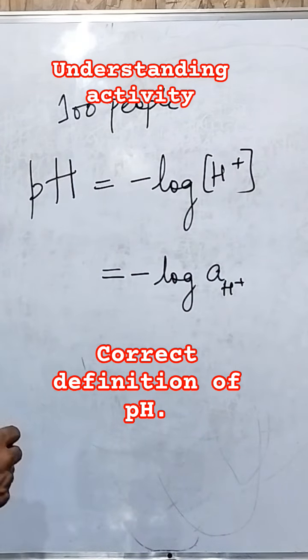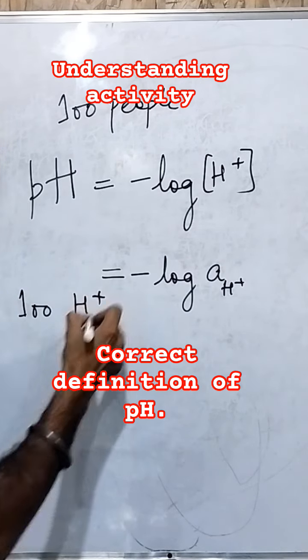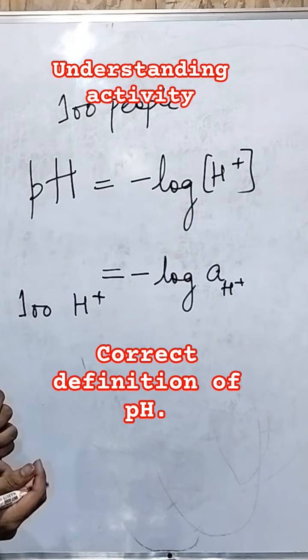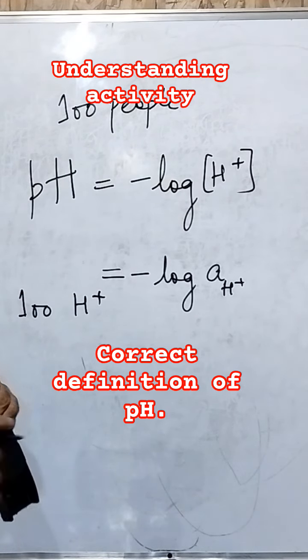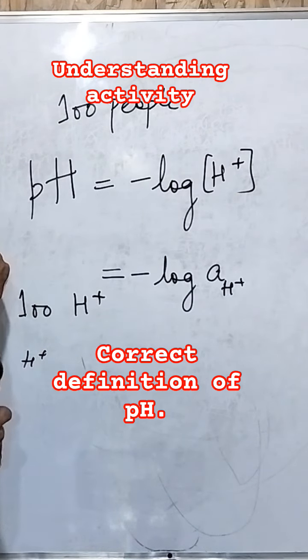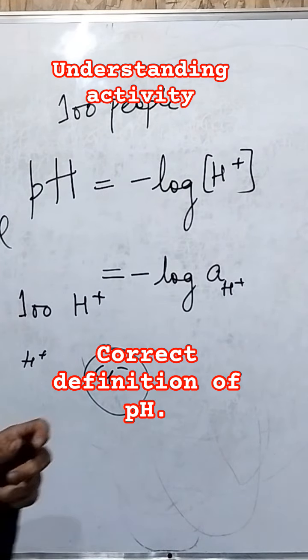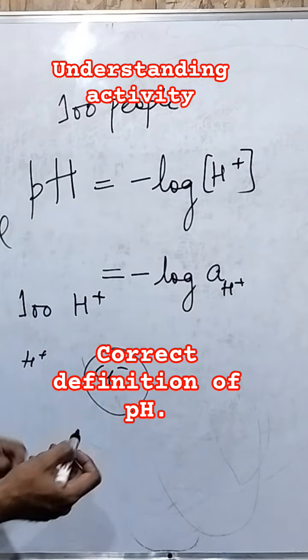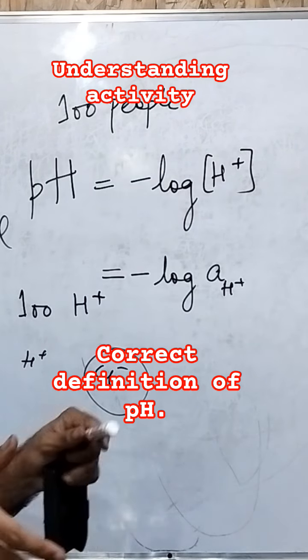So suppose there are 100 H plus in a given solution. There will be some H plus which are occupied, being surrounded by water. There will be some H plus which are surrounded by the negative ion present. Suppose you're taking an HCl solution, so there will be Cl minus also, a negative ion present in the solution. This Cl minus would inhibit the movement of the H plus ion. So effectively, there will be fewer H plus ions available in the solution to do the main work of H plus ion.